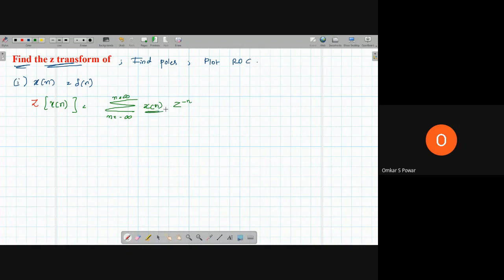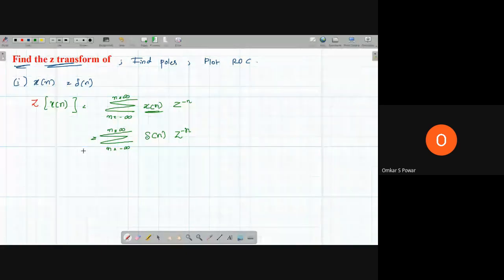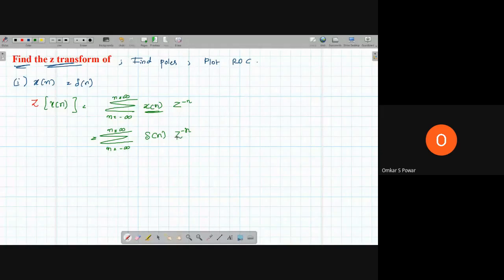So now what is your x of n? X of n is nothing but your del of n. So summation n varies from minus infinity to infinity del of n z power minus n. If you observe this equation, the same thing we have solved in Fourier transform also. So if your equation is like this, summation n varies from minus infinity to infinity, and instead of z there it was e power minus j omega, so what is this equation equal to?